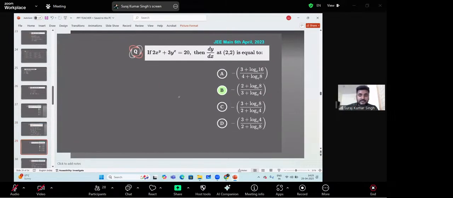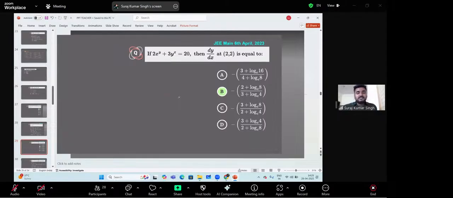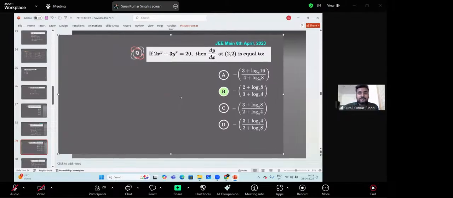In 2023, 2 years ago, this question was asked by JEE Main. Okay, so 2x to the power y plus 3y to the power x equals 20, then it asks dy by dx at 2 is equal to, and there are 4 options. You can see option B is correct. How can I do it, sir?